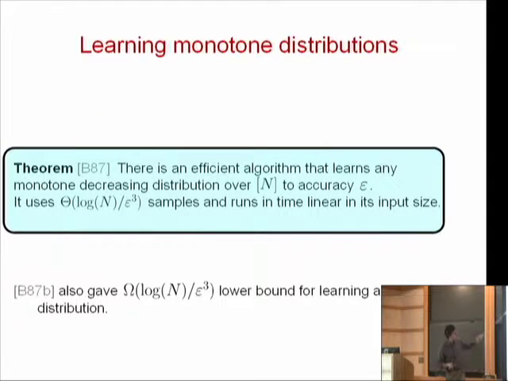So what did Berger do? He proved the following. There's an efficient algorithm that learns any monotone, let's say monotone decreasing, distribution over the endpoints to accuracy epsilon. The algorithm uses log n over epsilon cubed samples, and it's very efficient. It's a linear time algorithm. He also gave a lower bound of essentially log n over epsilon cubed for learning. He showed that it can take this many samples to learn a monotone distribution.